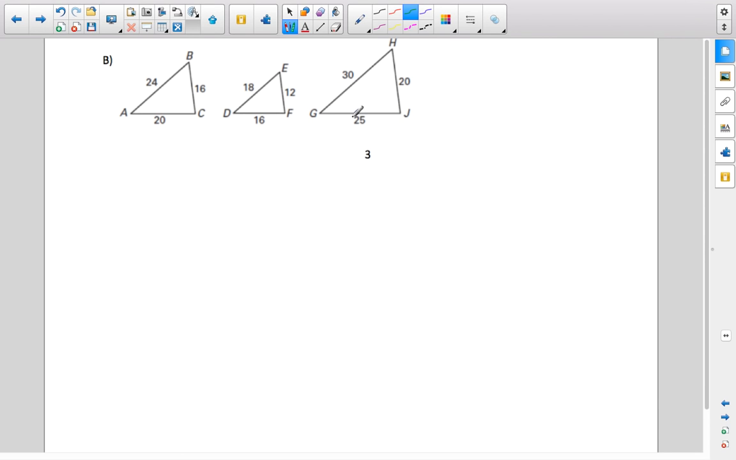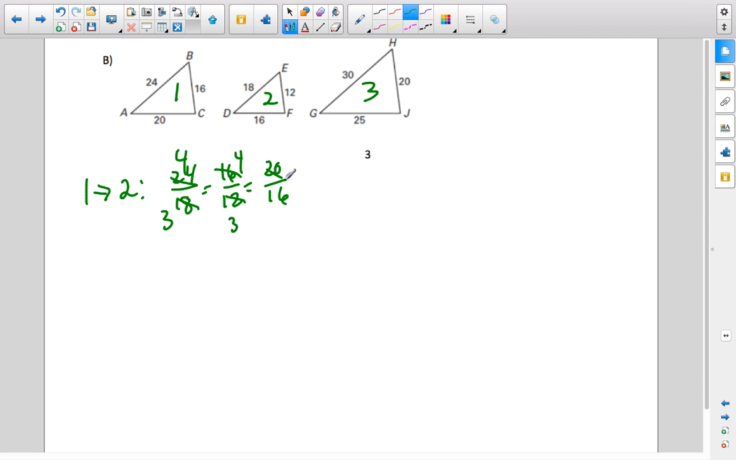Okay, we're going to do the same thing here on another problem. Let's label our triangles 1, 2, and 3 so we can keep these straight. Let's try triangle 1 to triangle 2. 24 is to 18, as 16 is to 12, as 20 is to 16. When I compare the corresponding sides, we can reduce these fractions. 6 goes into both of these, and this becomes a 4 over 3. 4 goes into both of those, so that becomes a 4 over 3. And 4 goes into both the top and bottom, and this becomes a 5 over 4. Two fractions are the same, but the last one's not, so it's a no.